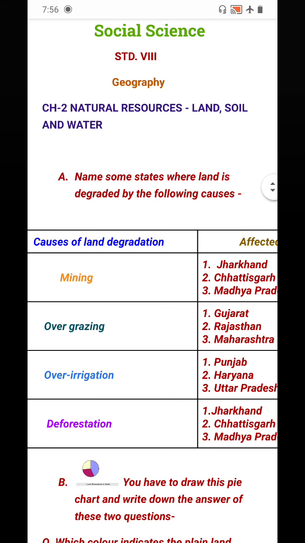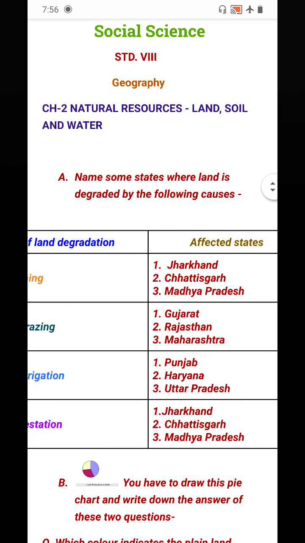Next, over-irrigation: due to an extra supply of water for irrigation, which is not required but is supplied, land is also degraded. And which states face that type of problem? Mainly the states where the green revolution was started, and those states are Punjab, Haryana and Uttar Pradesh.